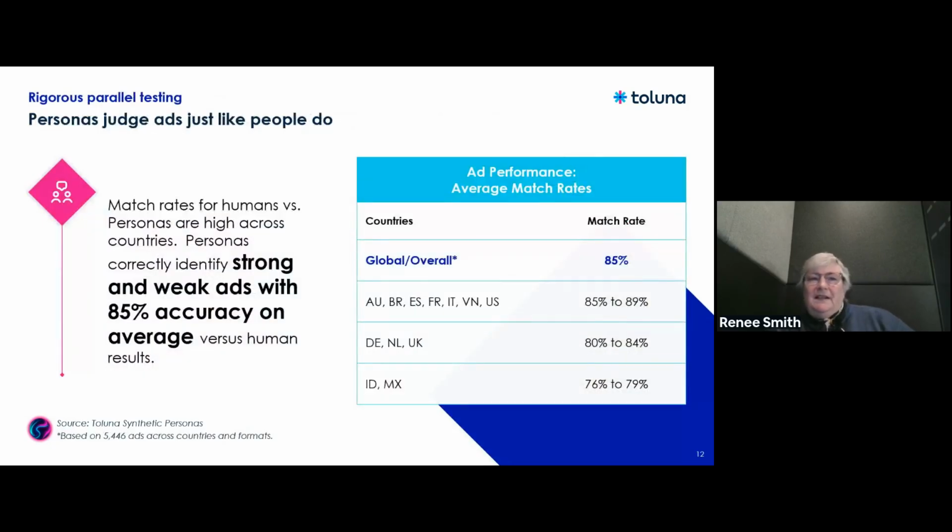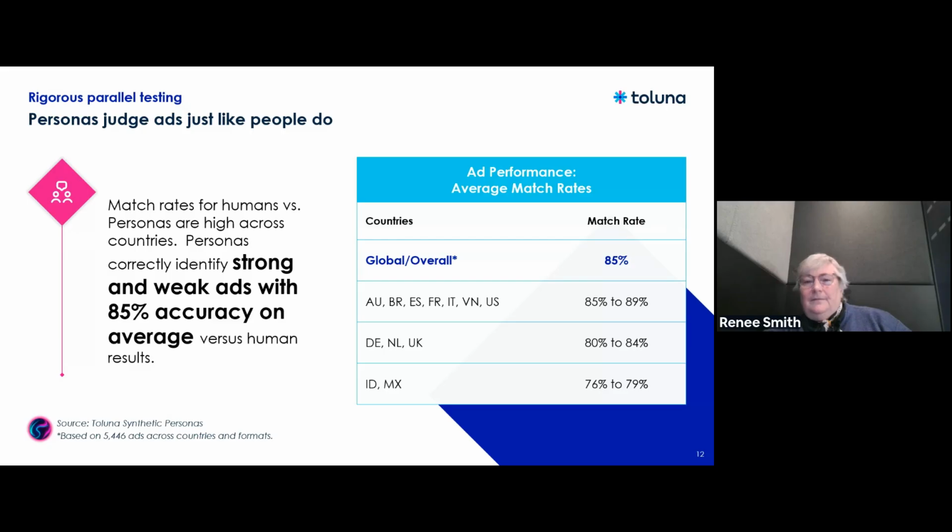So now we'll move to parallel testing. We've done quite rigorous parallel testing for the 2 solutions that I mentioned earlier. So first, if you take advertising, this is based on almost 5,500 ads across countries and different formats. What we find is that we have a big historical database of advertising. So when we look at the ads that humans thought were strong and the ads that humans thought were weak, and we look at that in terms of quintiles, we compare that to the ads that personas thought were strong or weak, and that match rate overall across these countries is 85%.